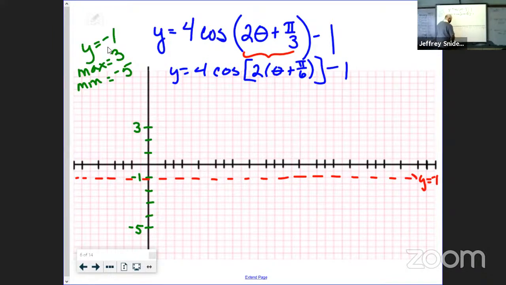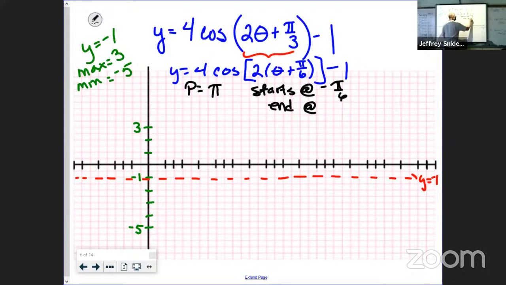Now let's find that other information we need. Okay, here we go. Period. What's the period? Pi. We know it starts at -pi over 6. Oh, then it's going to end at... So that's the same as the last one, isn't it? Isn't that what I did in the last one? So I made these kind of the same so that you wouldn't have to redo all of that part again. But you had to remember to do this first, okay?